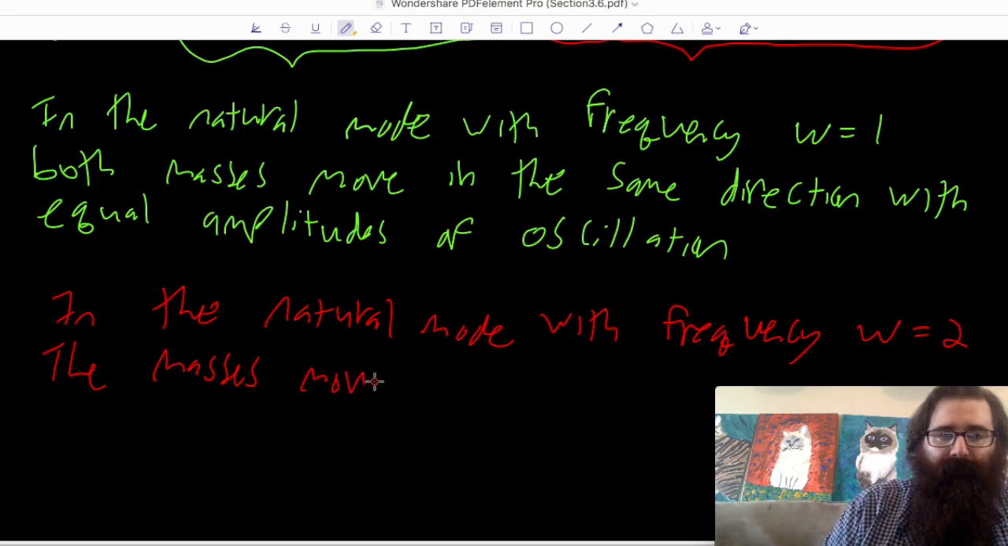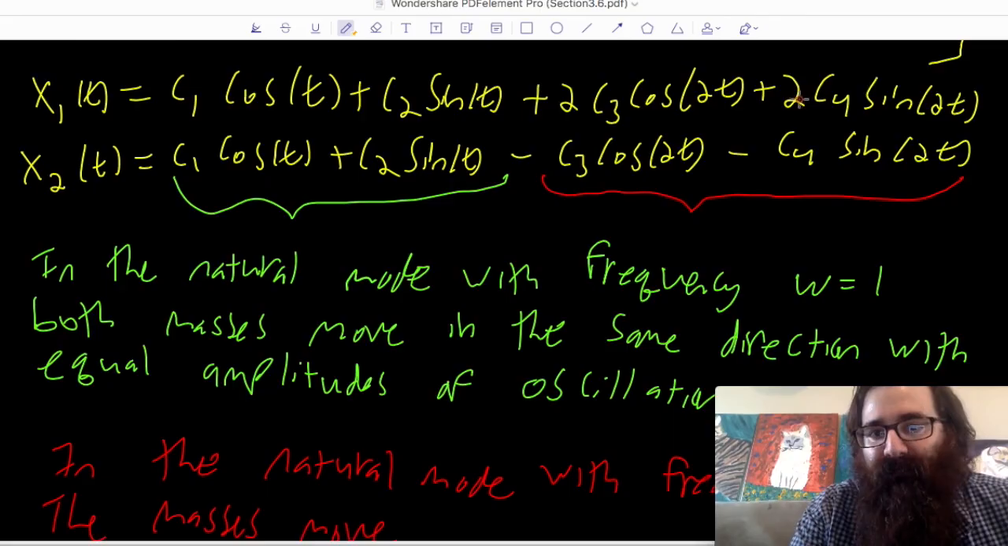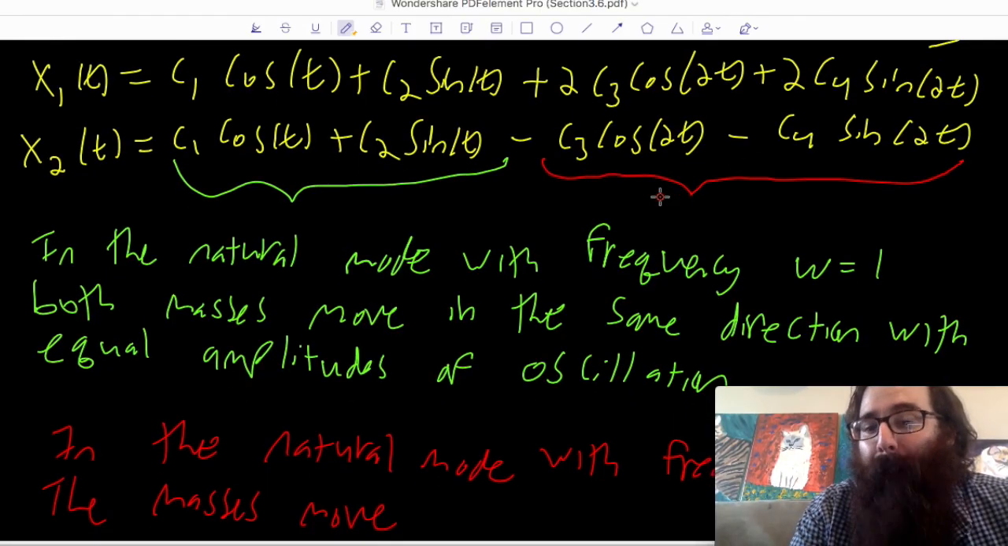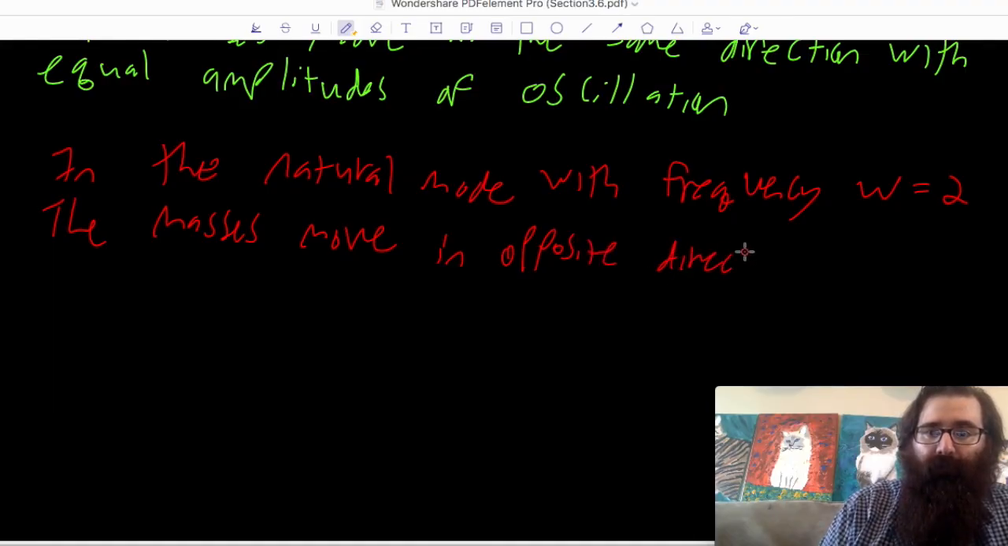the masses move. And what do you notice? I notice positive, positive, negative, negative. That means they're moving in opposite directions. So the masses move in opposite directions.